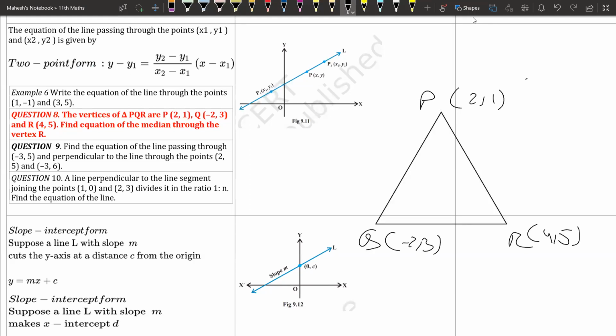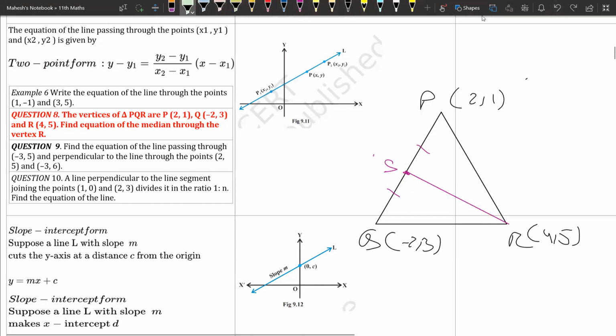Now, we are asked to find the equation of the median through the vertex R. So if I take R as the vertex, and through this I draw a median, as you must be knowing, a median is a line that joins the midpoint of a side to its opposite vertex. Say, for example, if I name this as S, that means PS is equal to QS, because S being the midpoint, as you know, it's a median. And we have to obtain the equation of this line, which is a median in context of this triangle.